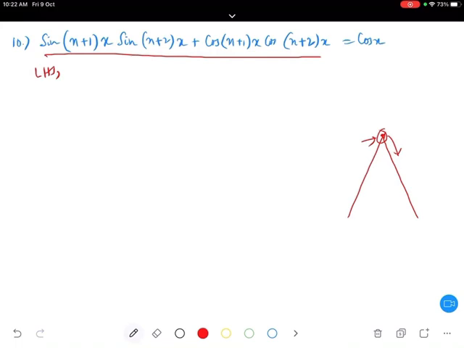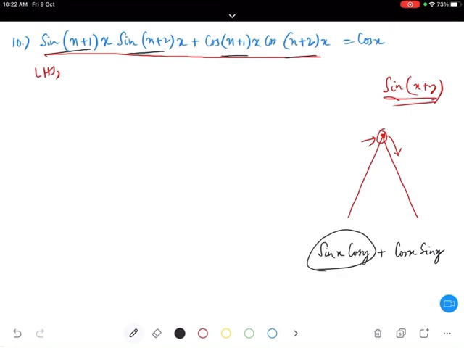Sin x plus y. Acha, somebody said sin x plus y. Is there any different answer? What is the formula of sin x plus y? The formula of sin x plus y is sin x cos y plus cos x sin y. But here what do you see? Here both are same, sin x, cos x. Here it's sin cos, right? But here we don't have sin cos sin. So I cannot use sin in here. I have to use cos in here.